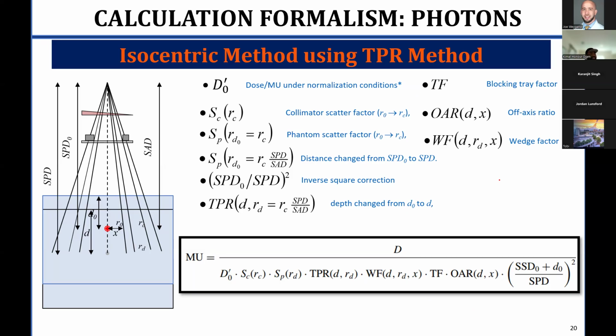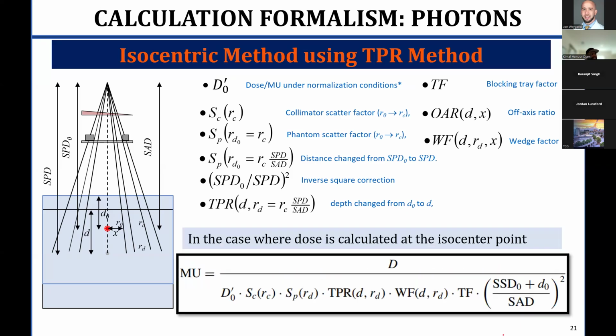Now, note that if we are to calculate the MUs, this formula here is the general formula for calculating the MUs at an off-axis point X. If we're calculating the MU at the isocenter, the OAR here becomes 1, and this equation simplifies to this. And so in the case where the dose is calculated at the isocenter point, the OAR becomes 1, and the equation simplifies to this. This is to correct for the inverse square law in the equation. Here you have the TMR factor.